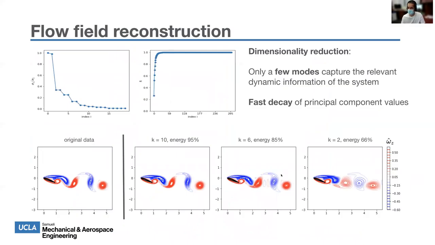If we reconstruct the flow field, you can see the effects of dimensionality reduction, where you can use only a few modes here, only 2, 6, or 10 modes, and reconstruct an almost very accurate flow field with only a few modes. Instead of using almost all 600 snapshots, you can use 10 directions to get a very accurate reconstruction.